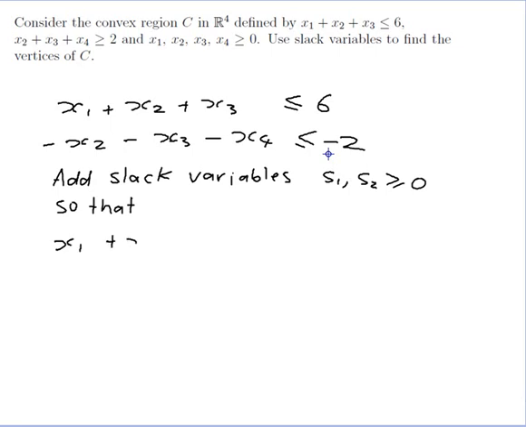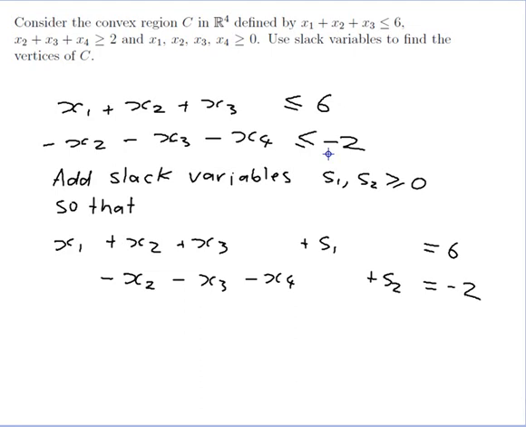x1 plus x2 plus x3 plus S1 is equal to 6, and minus x2 minus x3 minus x4 plus S2 is equal to -2. So I have my inequalities now as equations. How does this help us? Well, it helps us for a lot of reasons, and the first reason is to do with the slack variables.